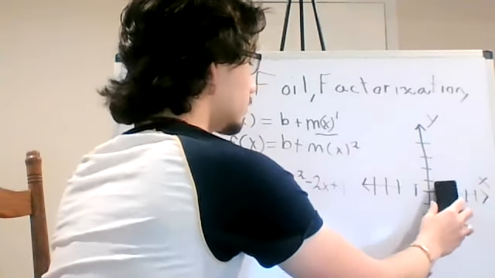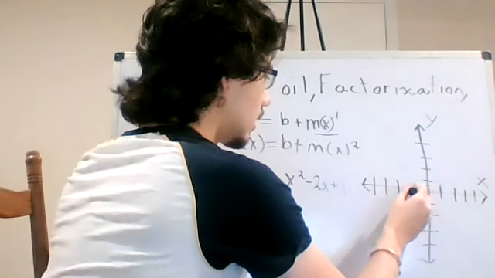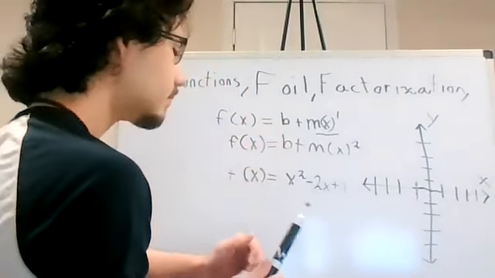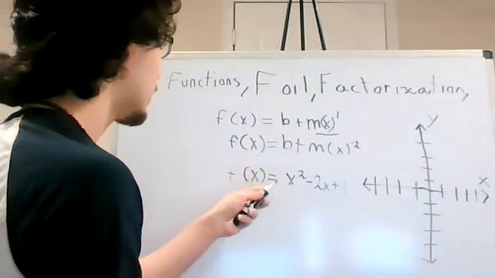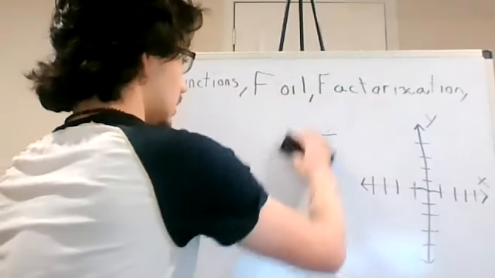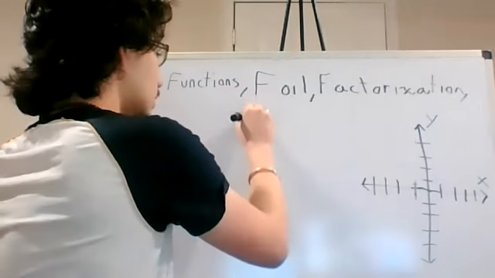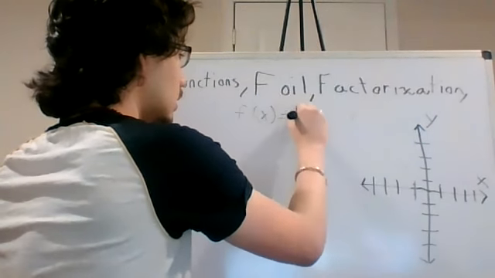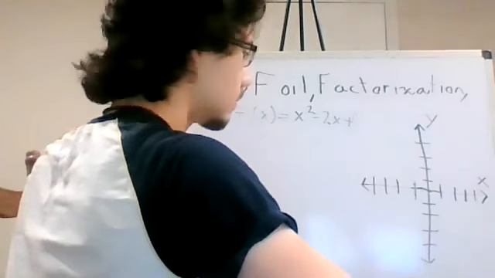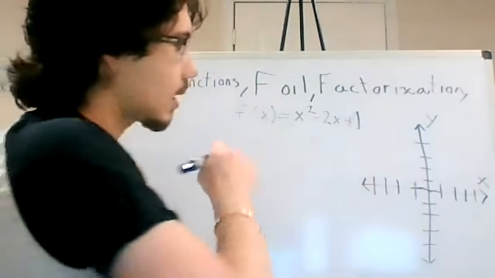So if we remember, there are a few components to a function. Some important information we should know. So we can leave our function up here, x squared minus 2x plus 1. There are a few important pieces of information about a function.